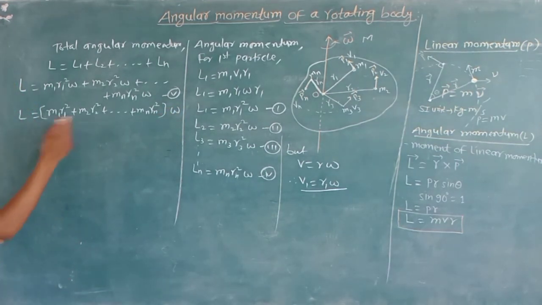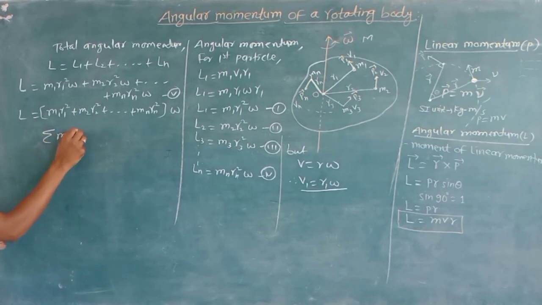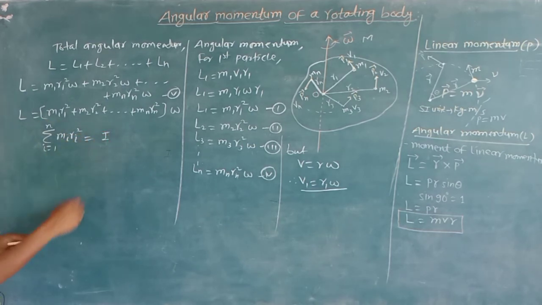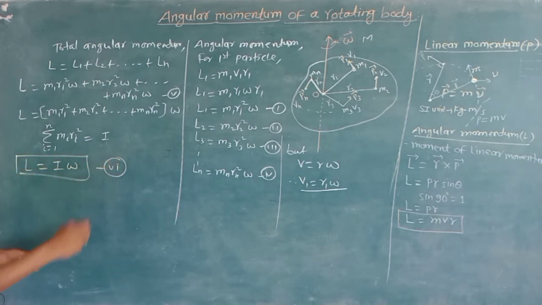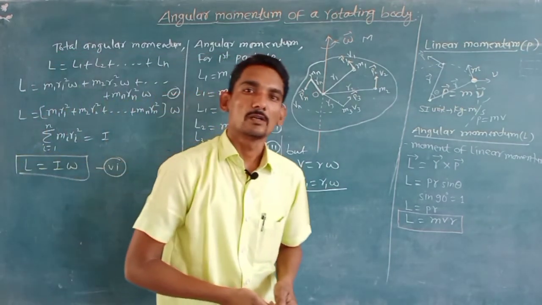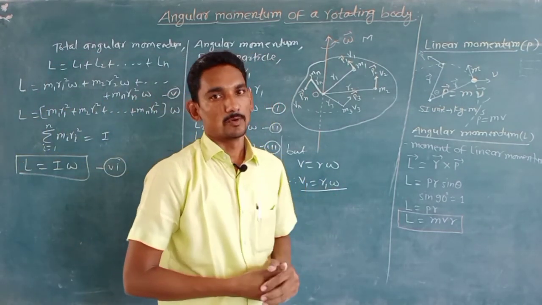But we know that m1 r1 square plus m2 r2 square and so on is nothing but the summation of mi ri square, i equals 1 up to n, and this is the moment of inertia. By using this we can write L equals I into omega, and this is the relation for the angular momentum of a rotating object or body.